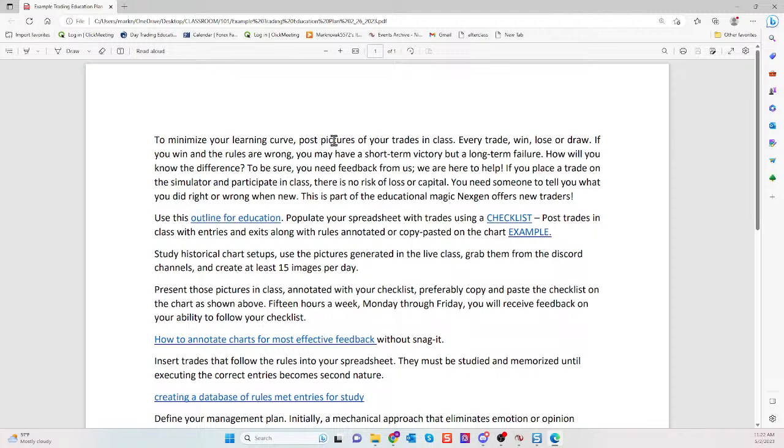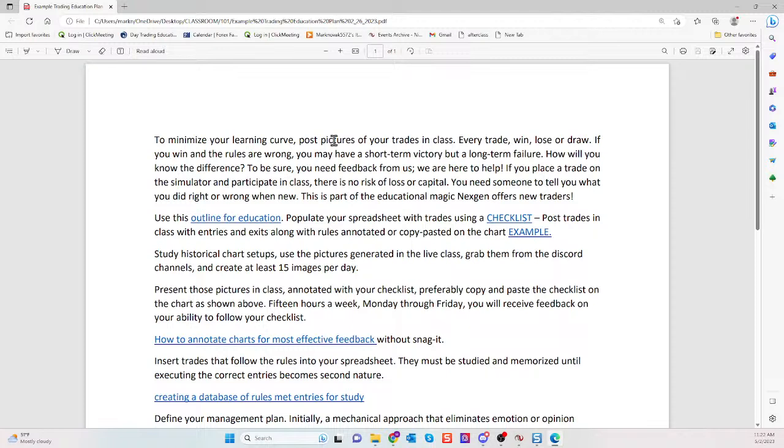Every trade, win, lose, or draw, and if you win and the rules are wrong, you may have a short-term victory but a long-term failure. How are you going to know the difference? To be sure, you need feedback, guys. Feedback from me, 15 hours a week, every week, live, everything that you do. If you place a trade on the simulator, you participate in class, there's no risk of loss or capital. Guys, when you're on simulator, you should be just going crazy with everything that you think you see.